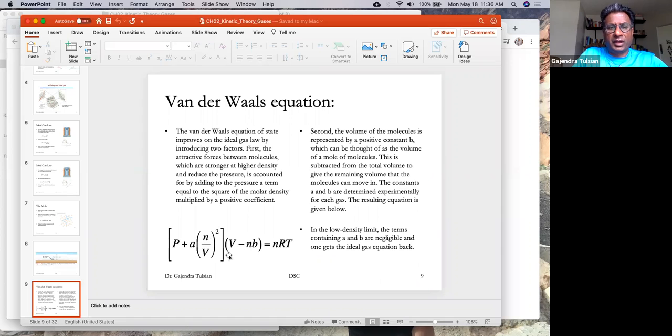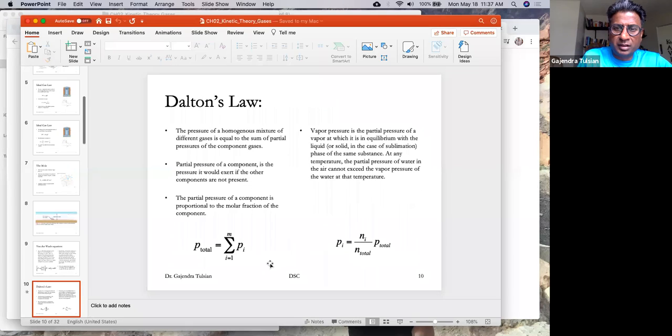Anyway, I just wanted to show you this equation, which you don't come across often. This is the gas equation for non-ideal behavior.